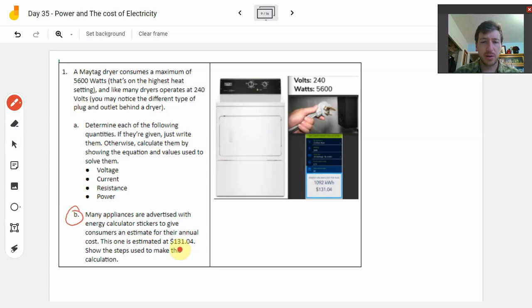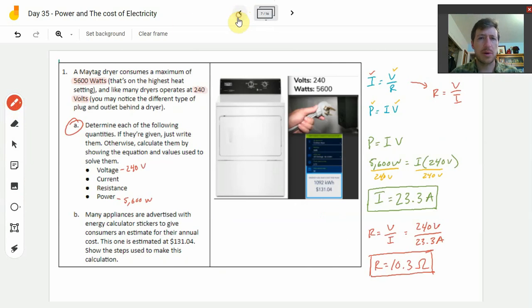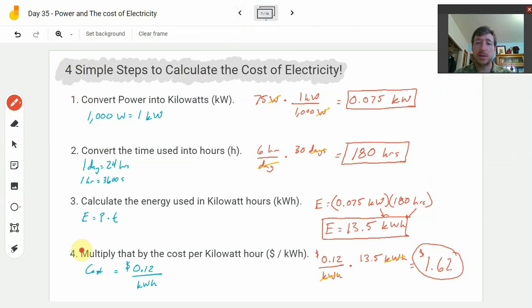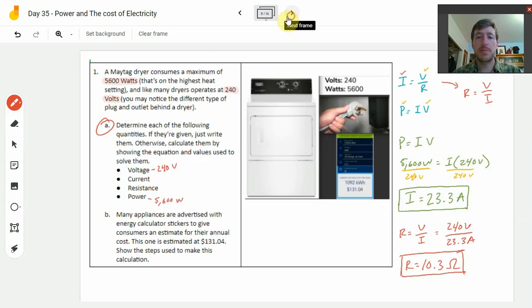So this one's estimated to cost you only $131 for the year to run, right? Not too bad considering how much power it uses. So let's consider how we calculate that cost and how we get that number. If you remember our 4 simple steps to calculate the cost of electricity, first we convert power to kilowatts, then we convert the time used into hours, then we calculate the energy used in kilowatt hours and multiply that by the cost per kilowatt hour.